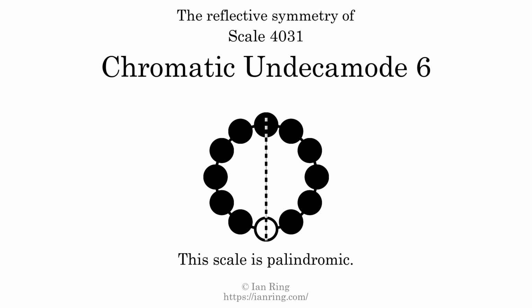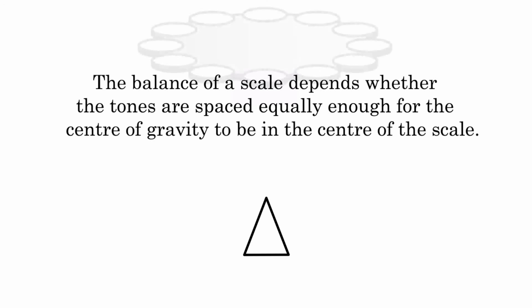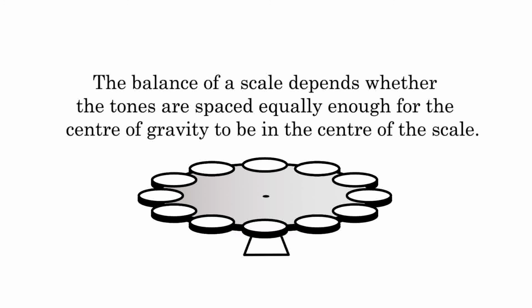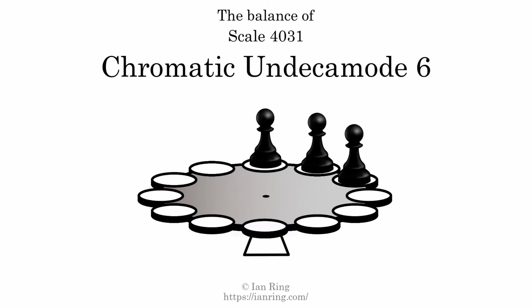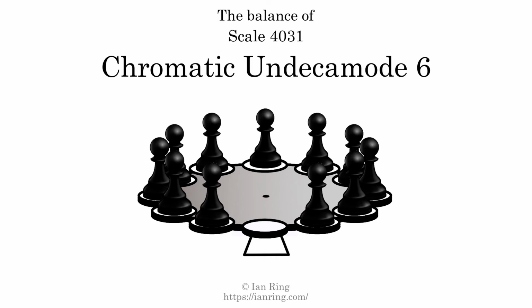This scale has reflective symmetry across an axis positioned at the root tone. This scale has the same pattern of intervals both ascending and descending, so we call it palindromic. This scale has one ridge tone. Here, the balance of a scale depends on whether the tones are spaced equally enough for the center of gravity to be in the center of the scale. This scale is not balanced.